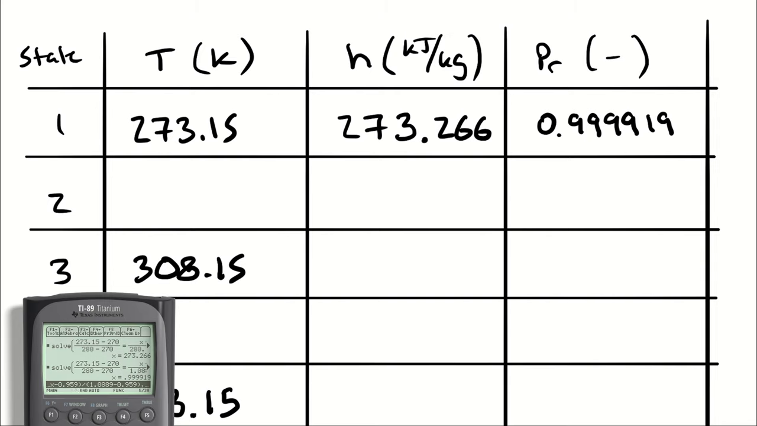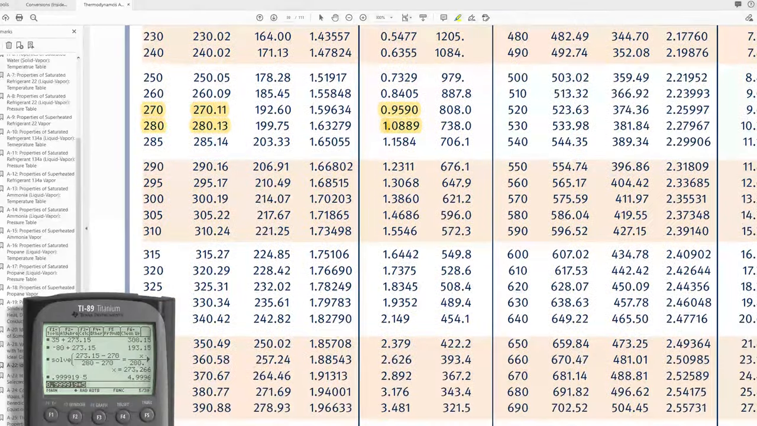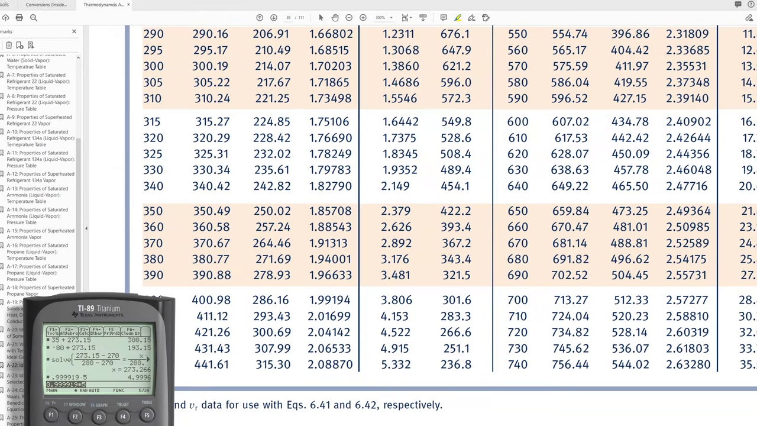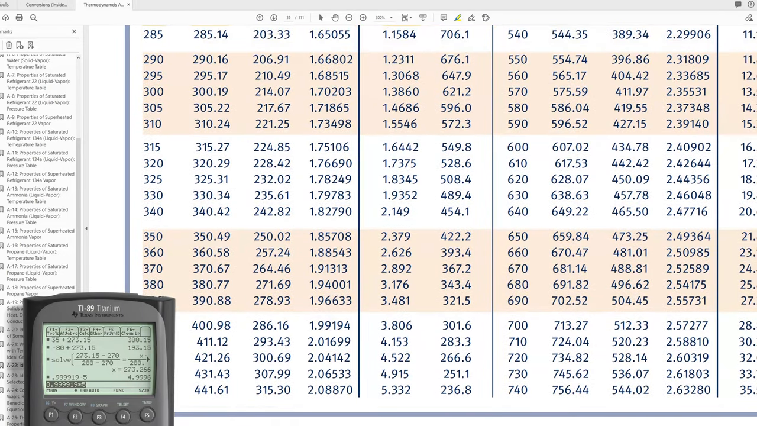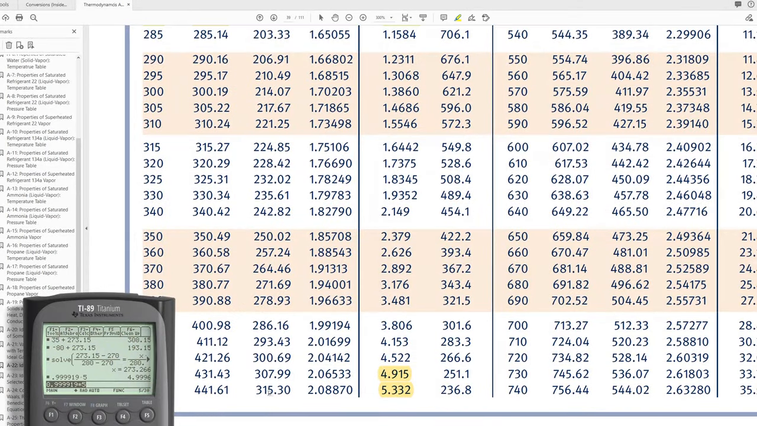0.999919. So if my calculator cooperates, 0.999919 times 5 is 4.9996. And then we can use that PR to look up an H2. And again, for funsies, a T2, even though it's not explicitly necessary. So 4.9996 occurs between 4.915 and 5.332. So my enthalpy will be between 431 and 441. And my temperature will be between 430 and 440.